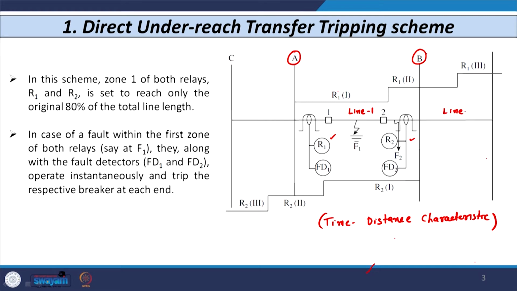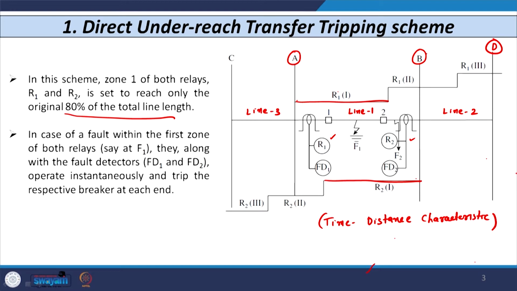Here we have another 2 adjoining lines, line 2 and line 3. These 2 lines are connected between bus A and C and between bus B and D. Now, you can see that the zones of these 2 distance relays R1 and R2 are set as the normal zone of the distance relay, that is, the first zone of R1 and R2 will cover 80% of the line length. That is why we have shown the 80% here, R11 and R21. Similarly, the other 2 zones are there for R1 and R2.